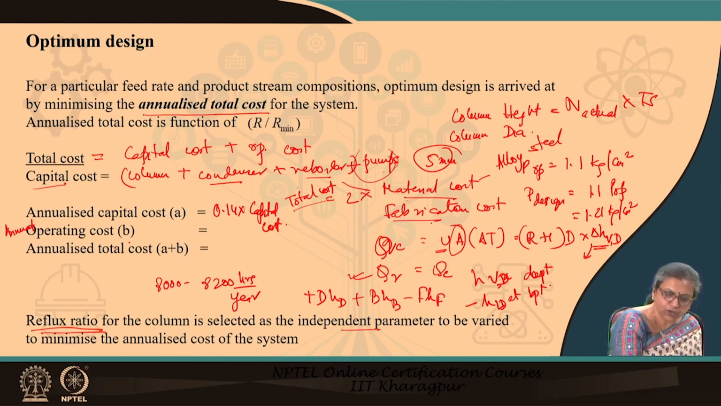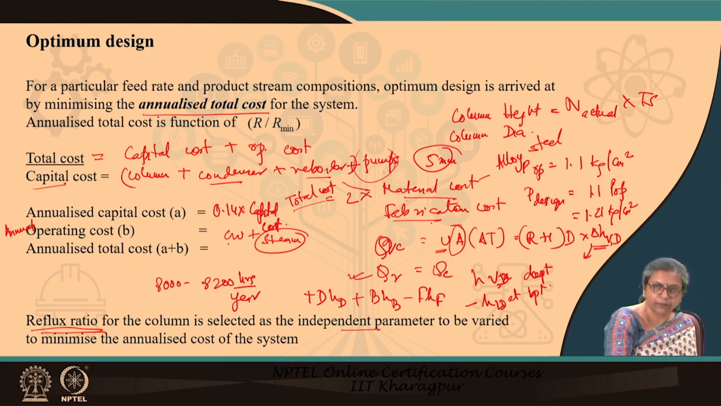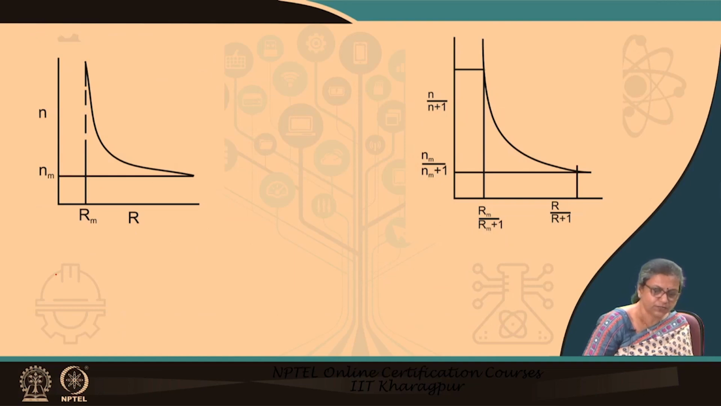So, therefore, once you find out the total capital cost, you can find out the annualized capital cost. You can find the annual operating cost based on the total consumption of cooling water as well as steam. Usually the steam cost is much more as compared to the cooling water cost. Once you have found this out, you can find out the annualized total cost by adding the two, and for each reflux ratio you can generate this.